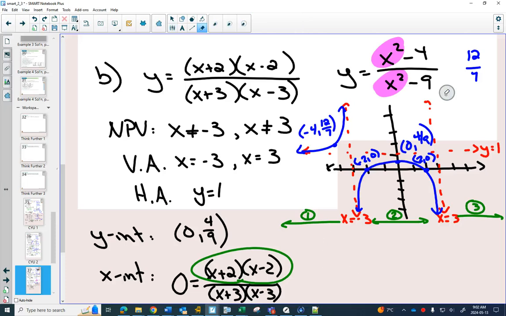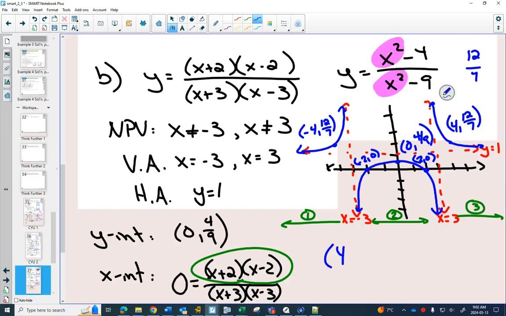And the nice thing about using the original here is, can you see that plugging in +4 will give you the same result as plugging in -4, because x is squared. So I'm going to also have (4, 12/7), and that'll figure out section 3.